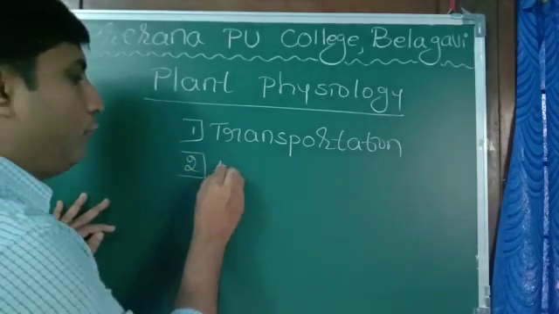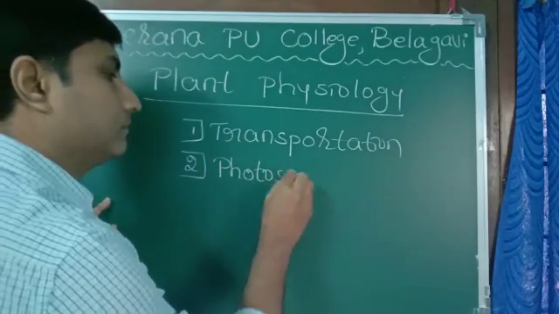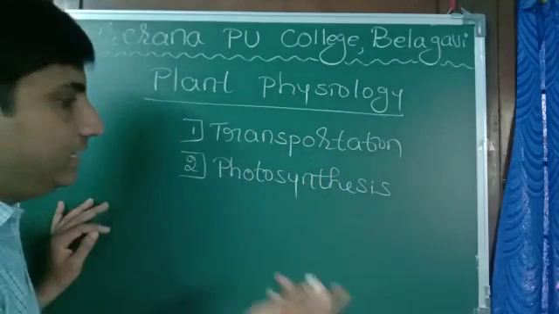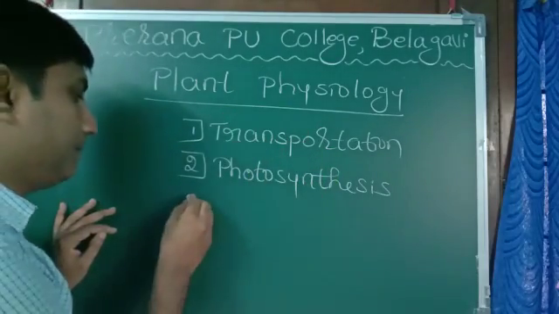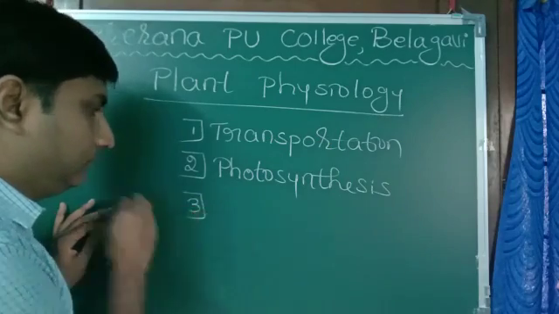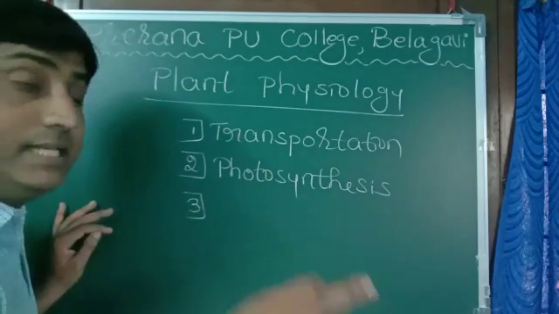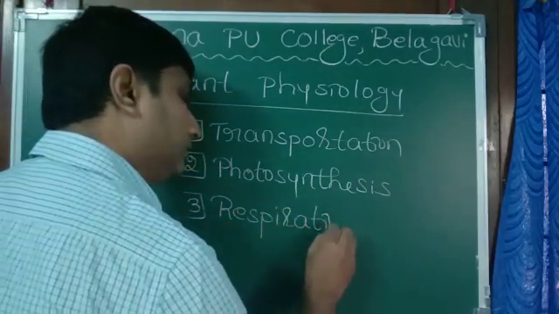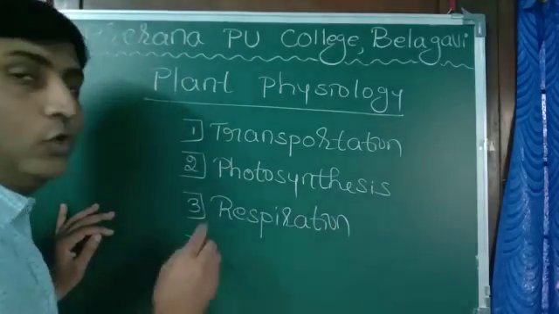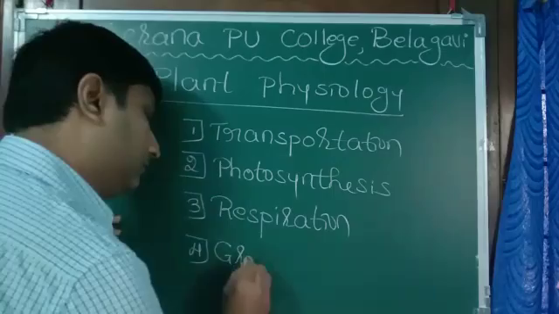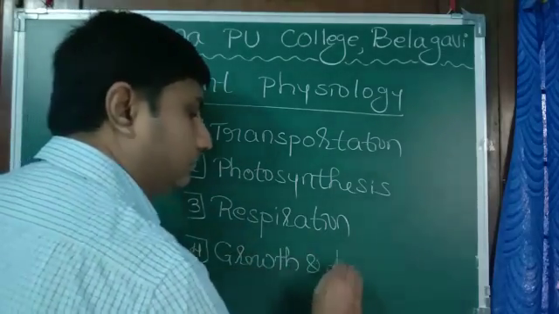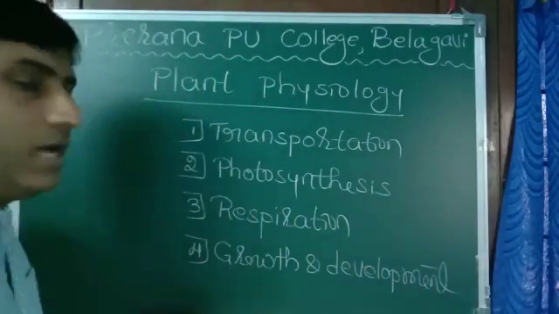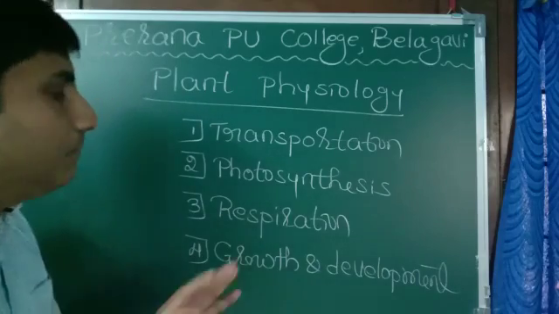Second one is photosynthesis. Very important. When we speak of plants, mainly they carry out photosynthesis. Third one, respiration. Even respiration is seen in case of plants. And fourth one, growth and development in plants. So these are some of the physiological aspects found in case of plants.